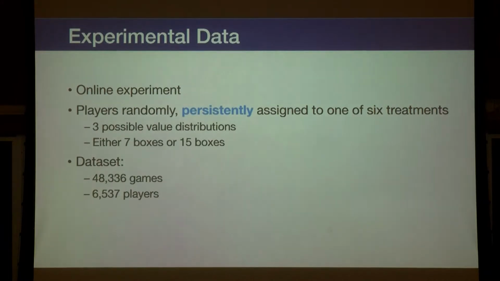So this was an online experiment. You saw our amazing UI at the beginning. Players are randomly but persistently assigned to one of 6 treatments, so they're always searching the same distribution, even though we have treatments that have differing distributions. And the data set consists of about 50,000 games, and there's about 6,500 unique users.